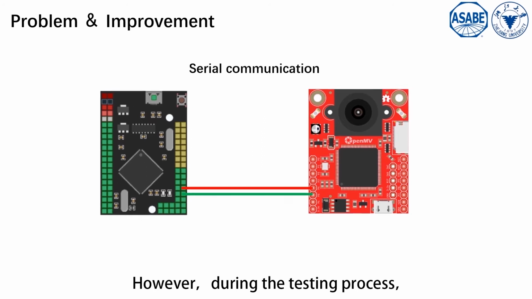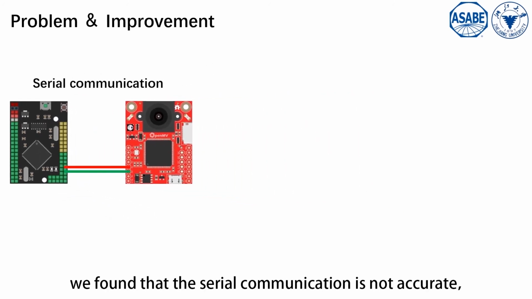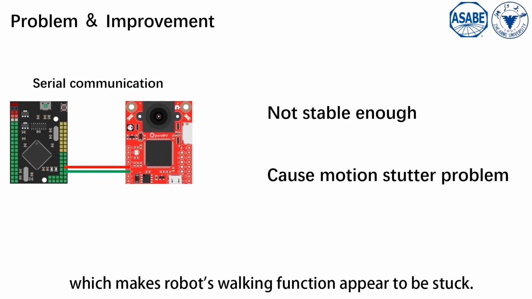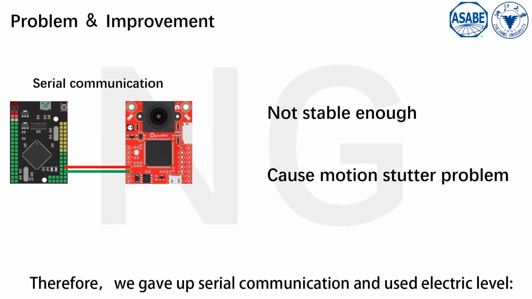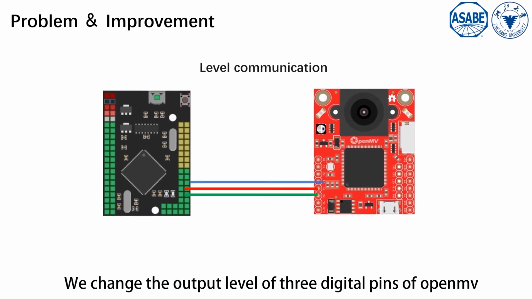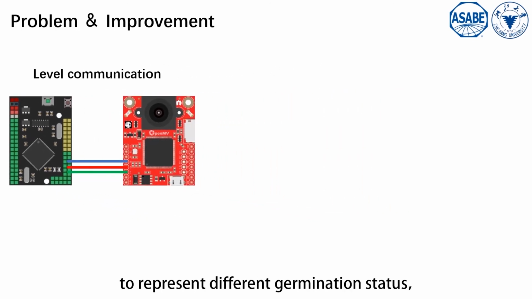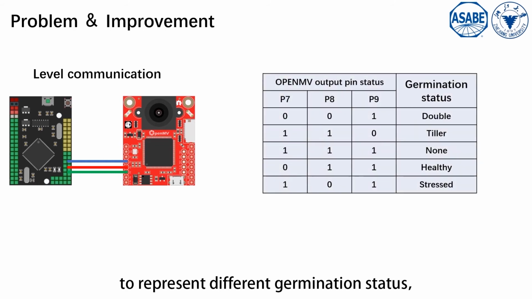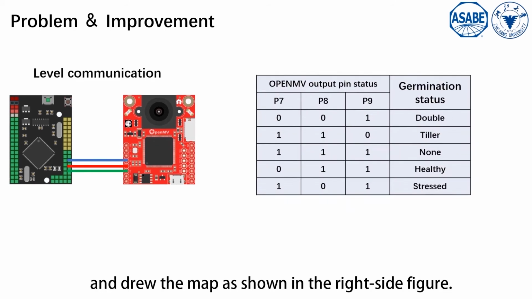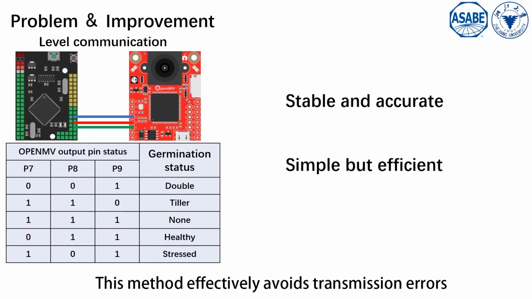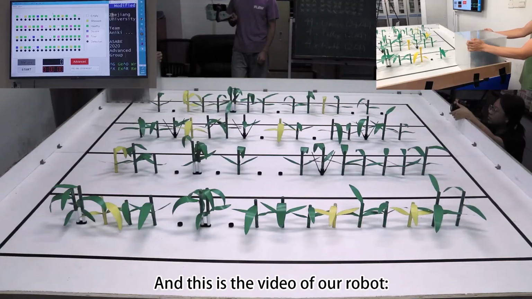However, during the testing process, we found that the serial communication is not accurate, and also it takes up a lot of resources of Arduino, which makes the robot's working function appear to be stuck. Therefore, we gave up serial communication and used electric level. We changed the output level of the 3 digital pins of OpenMV to represent different germination status, and drew the map as shown in the right side figure. This method effectively avoids transmission errors, and this is the video of our robot.